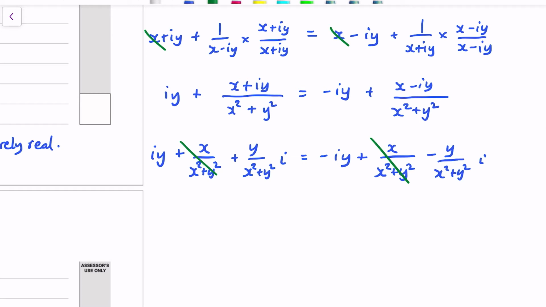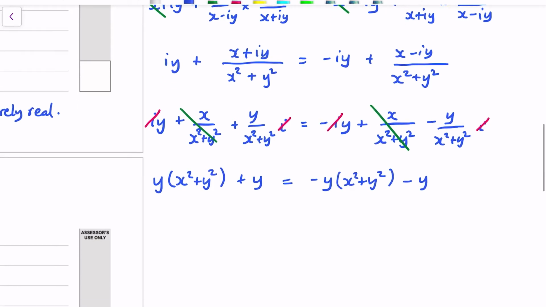What do I want to do from there? I can divide everything through by i. Every term's got an i in it. So divide by i, divide by i, divide by i, divide by i. I can times the whole thing through by x squared plus y squared. So that will be y times x squared plus y squared plus y equals negative y times x squared plus y squared minus y. Okay, and this, I can divide everything through by y.